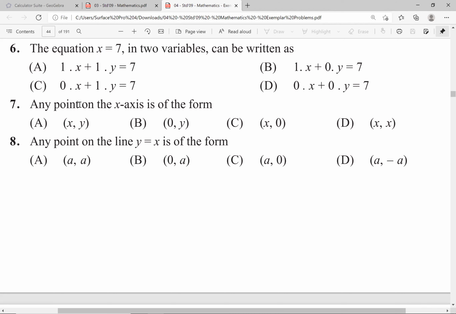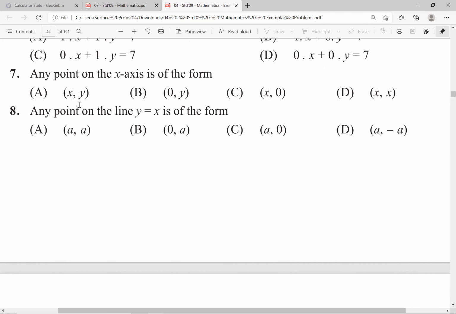Ma'am, B. Yes, B is the same, because in B we have 1x and that's the same as x, right? And we have 0y, and 0y eventually reduces to 0. So that doesn't add any weight to our equation. This is equal to 7. So if you want to represent this same equation in 2 variables, you write it like this, as it is given in B.